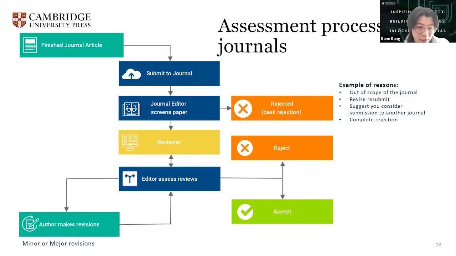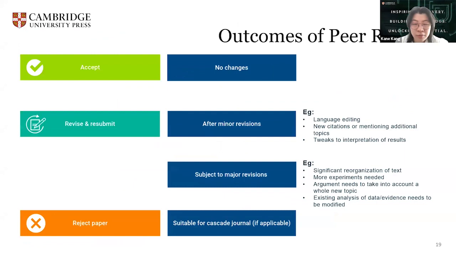So let's have a look at the outcomes of peer review. There are three different decisions: accept, revise and resubmit, or reject. If you receive accept, there's no need to change anything. It's pretty rare that after the peer review process you don't need to change anything. And the second, revise and resubmit. Here there are two different types. First, subject to minor revisions. Second, subject to major revisions. Most publishers and systems use these two.